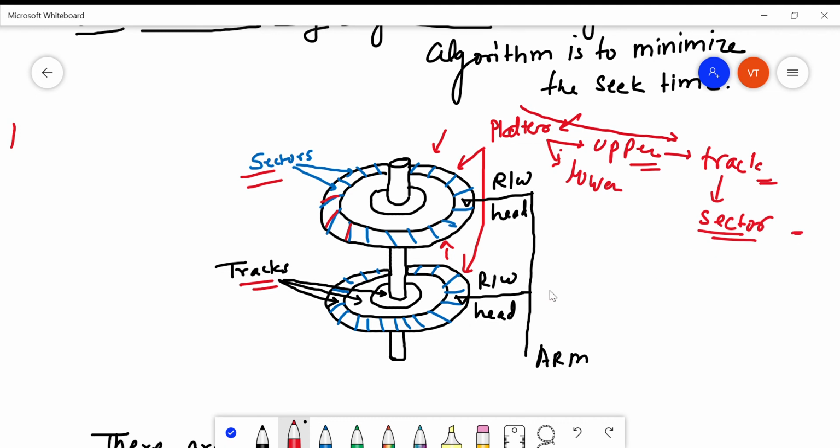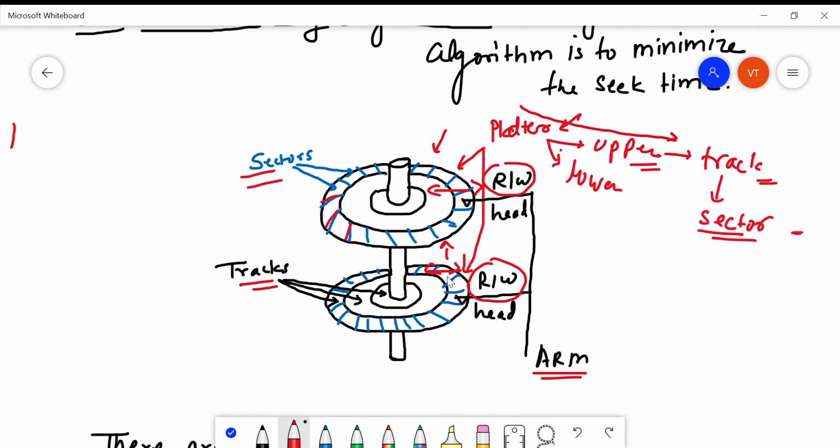So how is it done? There is an actuator arm which helps us reach from a platter to a sector. The arm has a read and write head, which I have shown here. The characteristic of the read and write head is that it moves back and forth, like this, to access a particular track and a particular sector. We have to move this read and write head to the desired track.